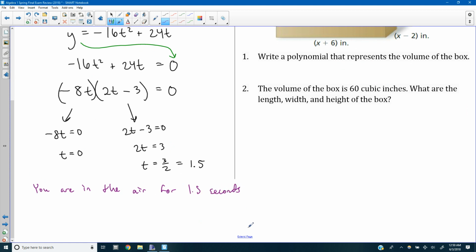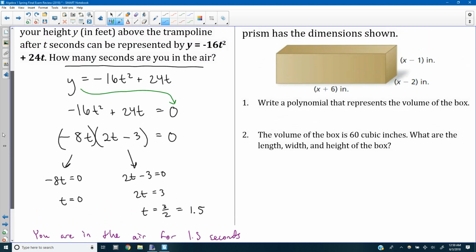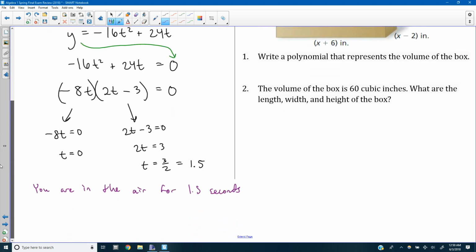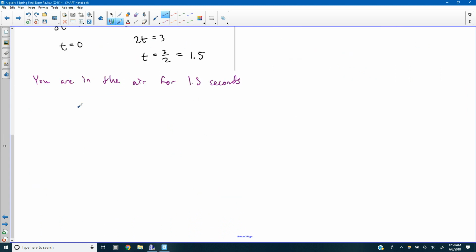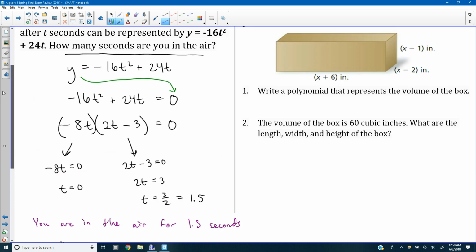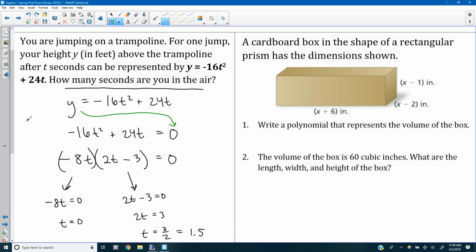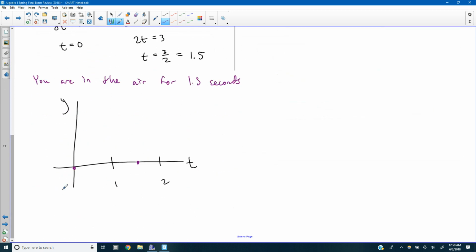Now, one other thing I want to say about this, I know it's not a part of the problem really, but I want to show you what this graph kind of looks like and what it means. If we get these two values, they're like our t-intercepts. T is kind of like x this time. Here's t, here's y. There are two t-intercept values at t equals 0 and at t equals 1.5. This is a negative quadratic equation. That means this is an upside down parabola.